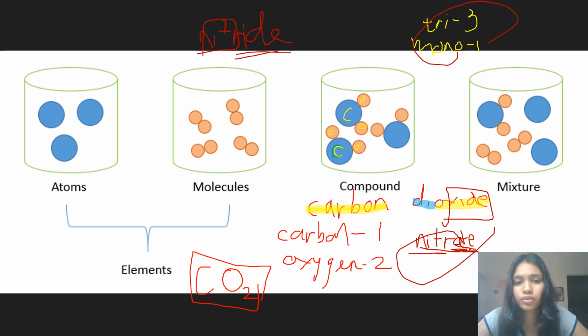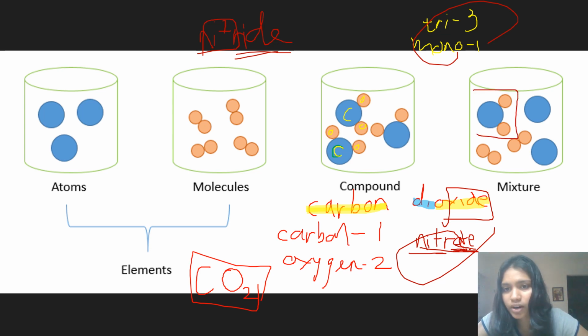And the last part of this is mixture. A mixture is basically when there are two or more elements mixed together. In a compound, they are mixed together and bonded. They are all bonded in a fixed ratio. As you can see, every blue atom is bonded to two orange atoms. But in a mixture, the elements are mixed together disproportionately. Here there is one compound because it's bonded in a fixed proportion: one blue to two orange.